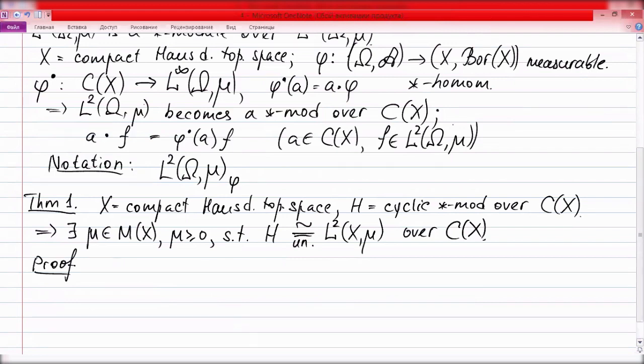Okay, now to prove this result, first of all we choose a cyclic vector. So let V be a cyclic vector in H.